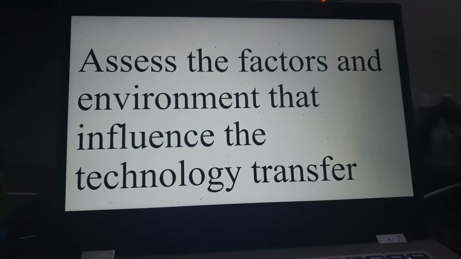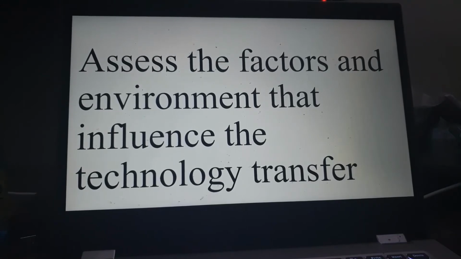Now, let us assess the factors and the environment that influence technology transfer. Remember, I'm making a lecturette. I'm just creating an awareness, introducing the whole concept to you. You can get more from reading literature.